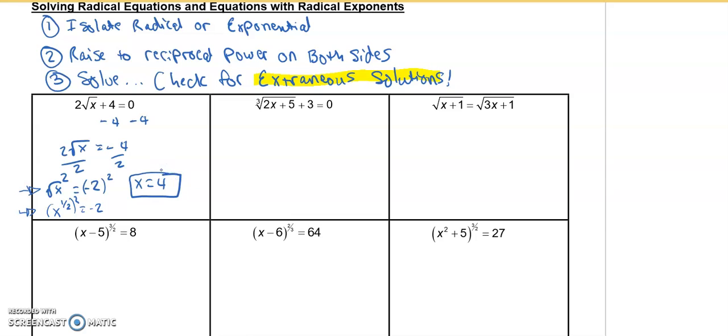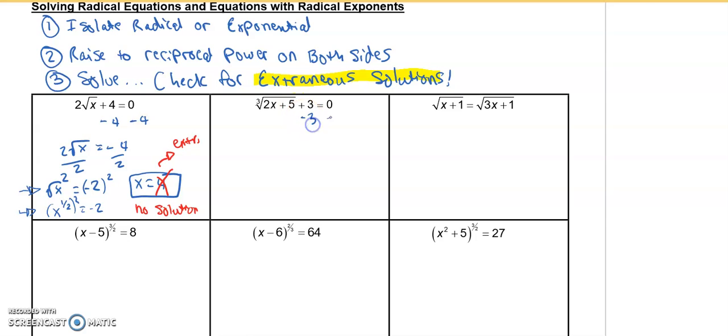So just make sure you check that. So let's see, when I plug in 4 for x, I get the square root of 4, which is 2, times this 2 in front gets me 4, plus 4 does not get me 0. It gets me 8, actually. So we're going to cross this out. That bad boy is extraneous. So this is no solution. Extraneous.